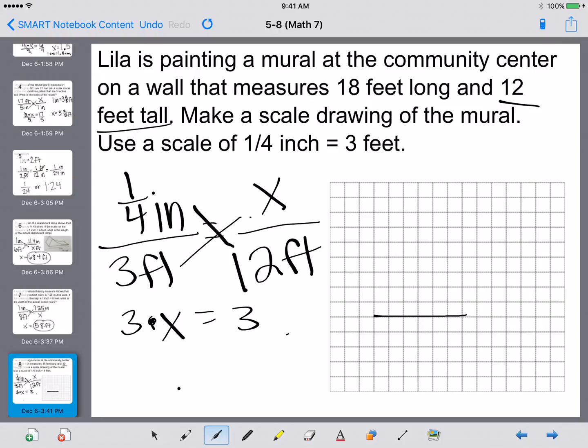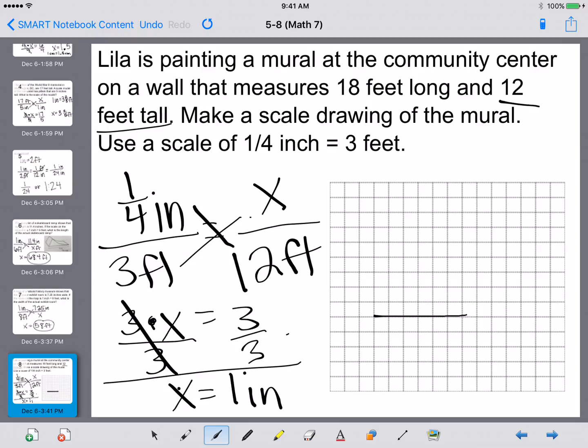We want to get X all by itself, so you got to divide by 3. What you do to one side, you do to the other. Those cancel out. We have X equals 3 divided by 3, which is 1, and our label is inches. So we have 1 inch tall. Since these are in fourths, we have 1/4, 2/4, 3/4 inch, 4/4 inch. So we fill in 4 of those squares.